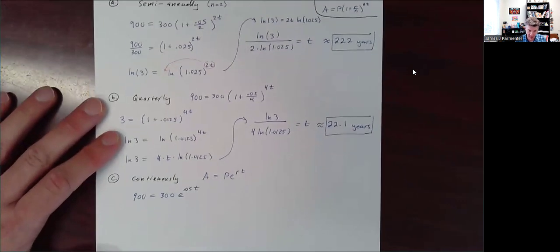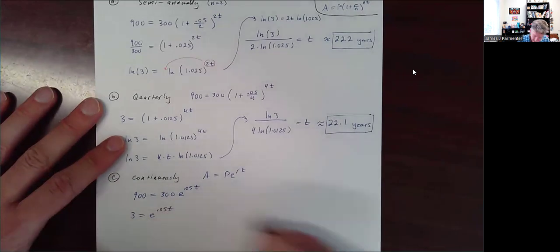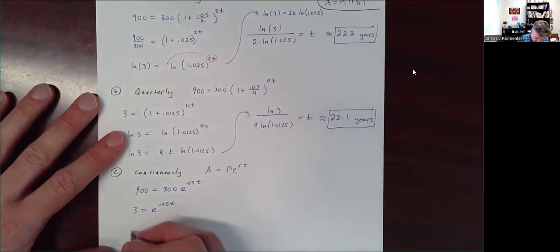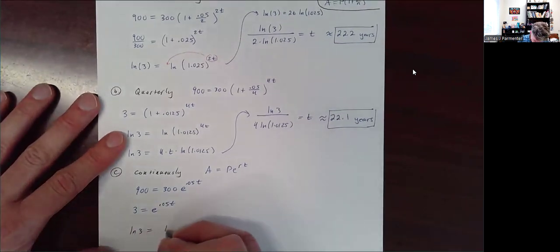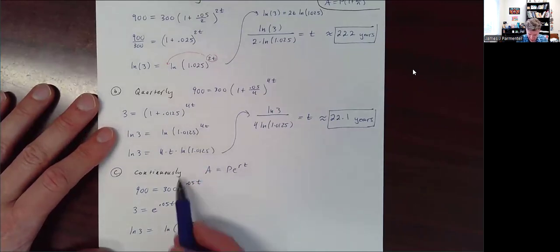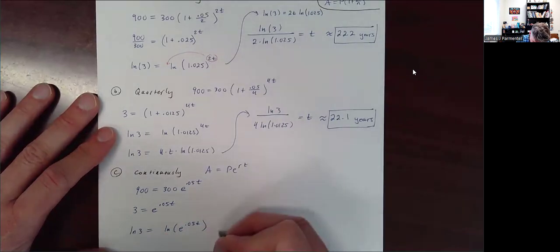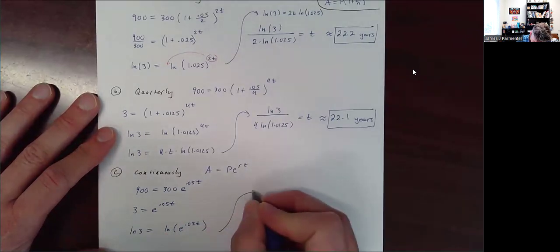So again, divide both sides by 300. So we get 3 equal to e to the 0.05t. Take the natural log of both sides. Natural log of 3 equals natural log of e to the 0.05t. Bring down the 0.05t. Parentheses here or here, it doesn't really matter. So I've got the natural log of 3 equal to 0.05t times the natural log of e.